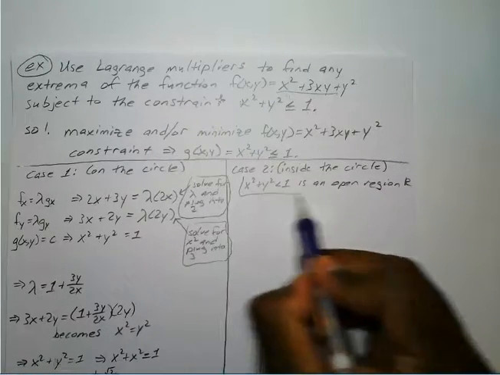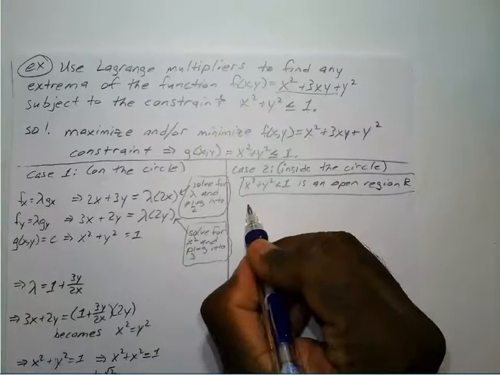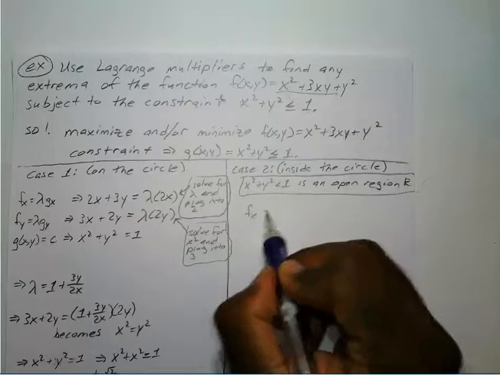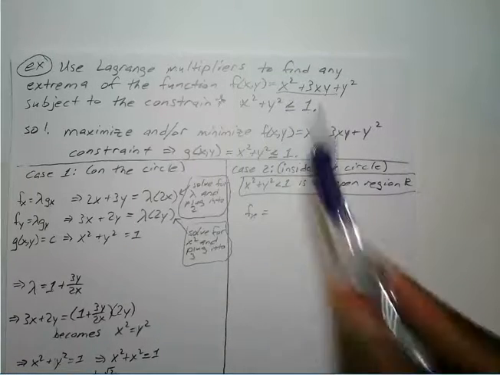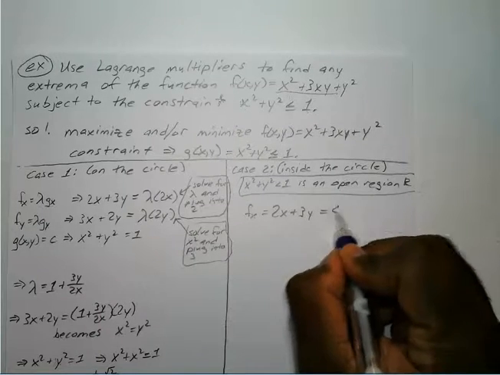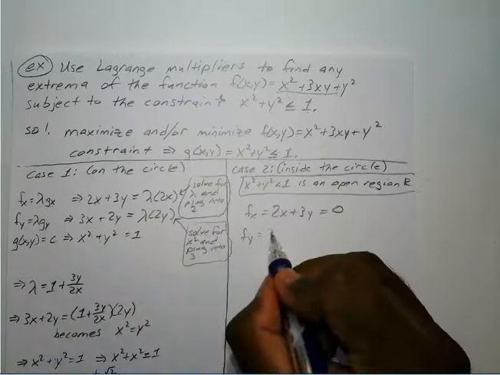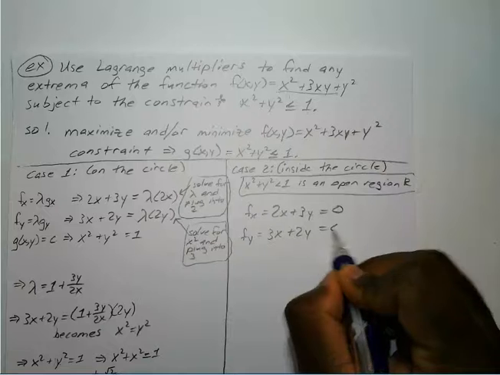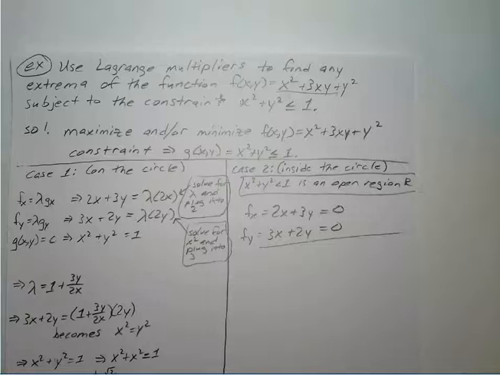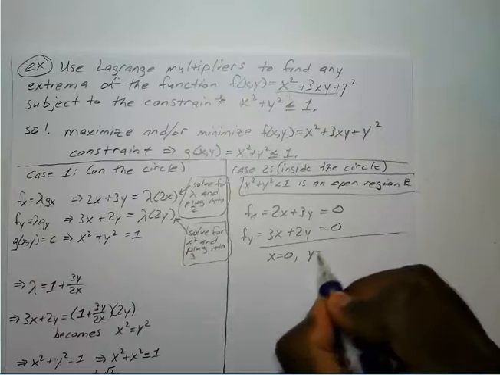Since you have that open region, you can always just solve using the gradient formula. Partial with respect to x, you have 2x plus 3y. We already figured it out over here. We want to find where that is equal to 0. Partial with respect to y, we have 3x plus 2y. We want to find where that is equal to 0. If we use the system of linear equations in two variables, we'll see that x equals 0 and y equals 0.